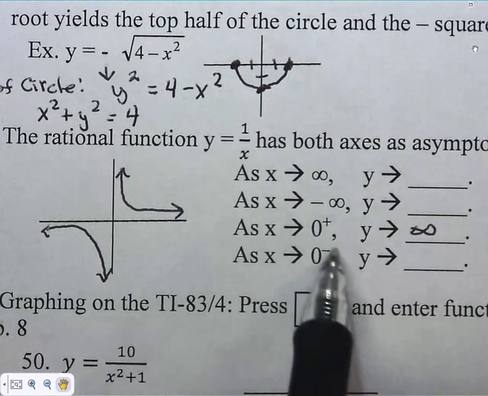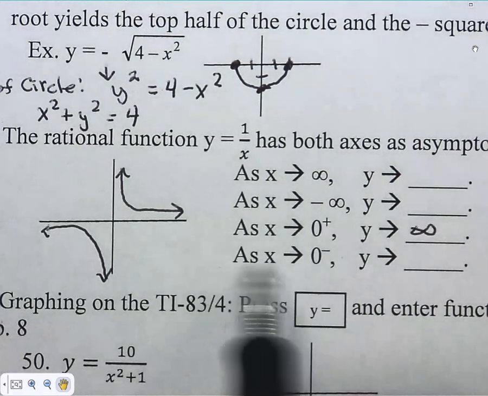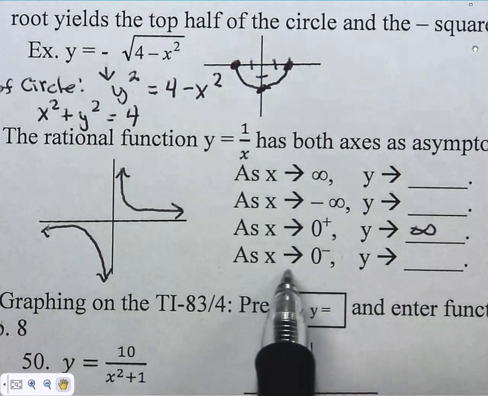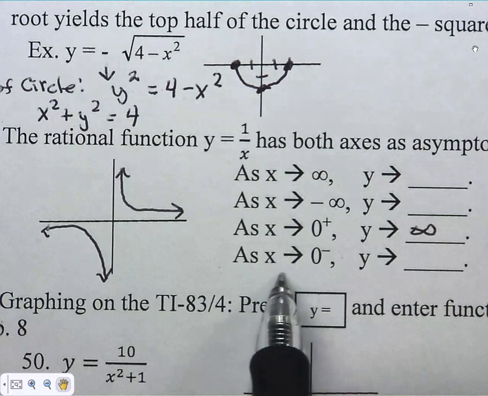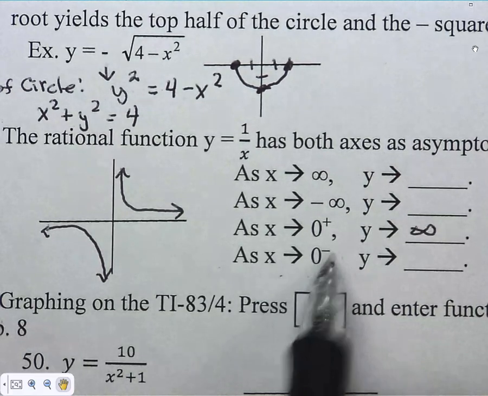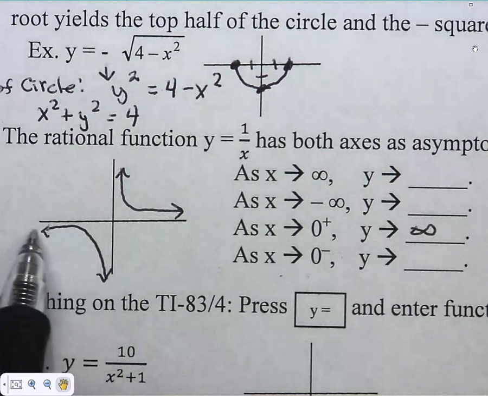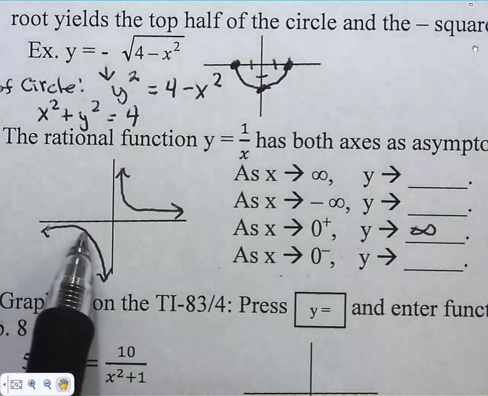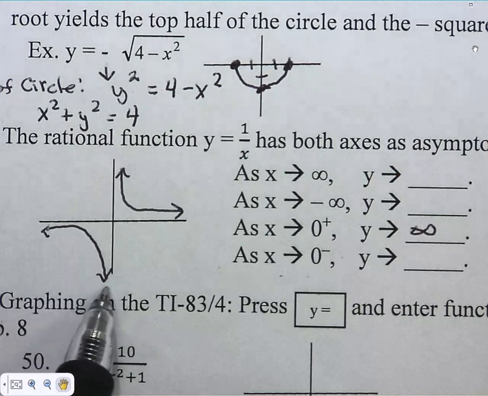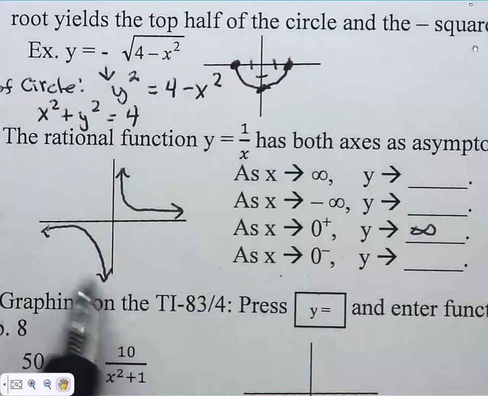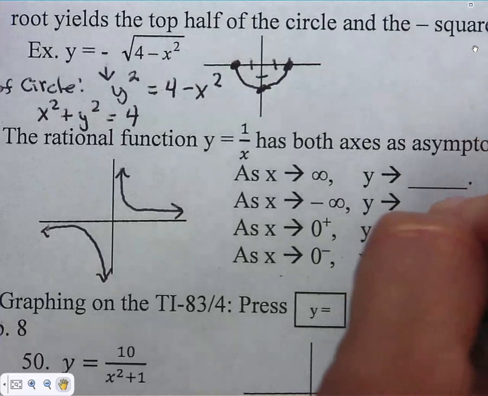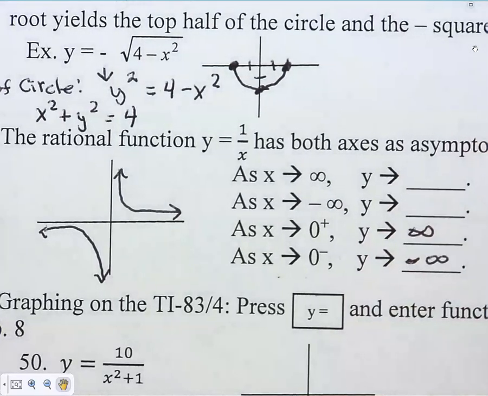Who could read this notation for me as x what? Approaches 0 from the left. Put your pencil on the graph and say, as x approaches 0 from the left, what would you say about y? Infinitely small, y's are going to negative infinity.